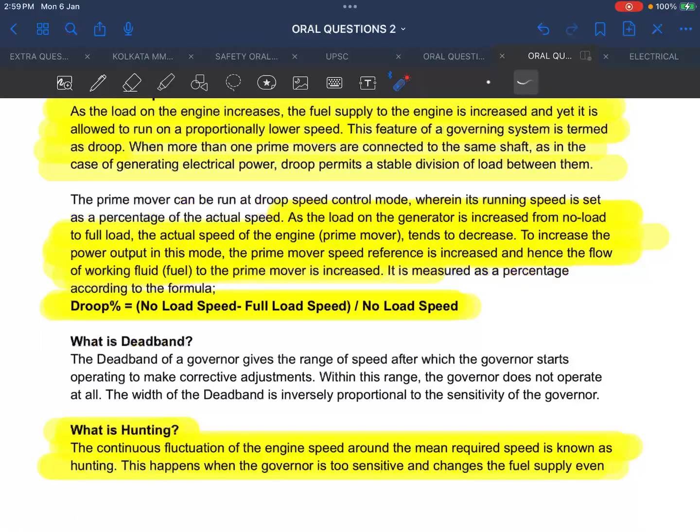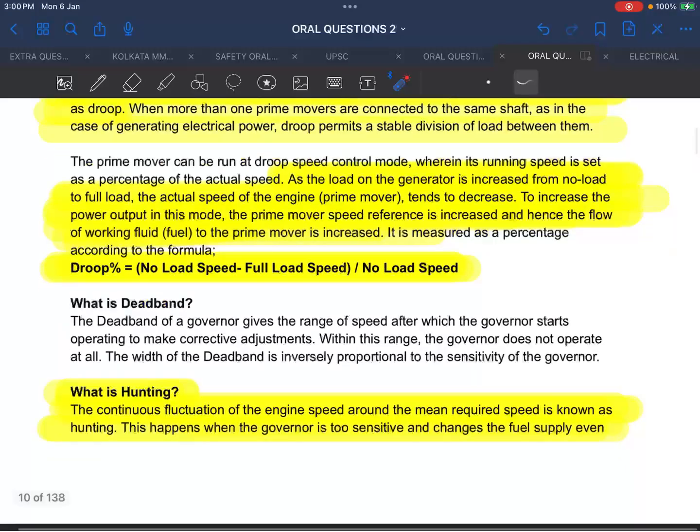As the load on the generator is increased from no load to full load, the actual speed of the engine tends to decrease. To increase power output in this mode, the prime mover speed reference is increased, and hence the flow of working fluid or fuel to the prime mover is increased. So, load increases, speed decreases, and we have to increase the fuel supply. Droop is measured as a percentage according to the formula: the variation from no load speed to full load speed, divided by the no load speed. That is basically our droop.